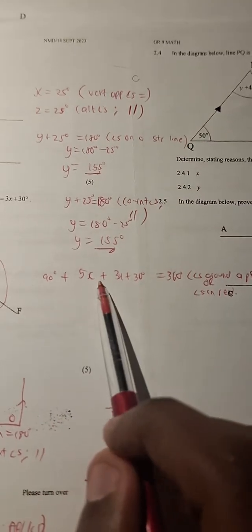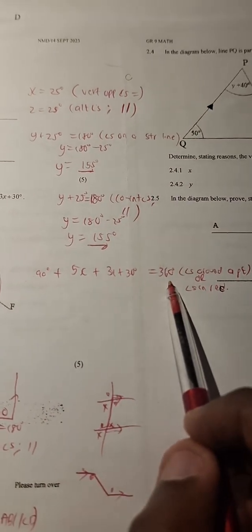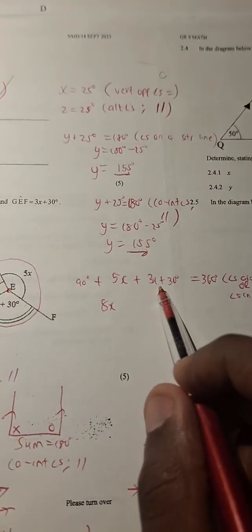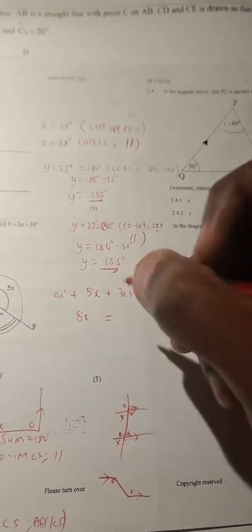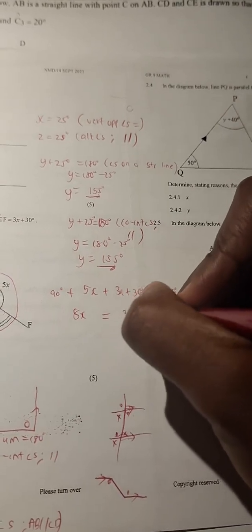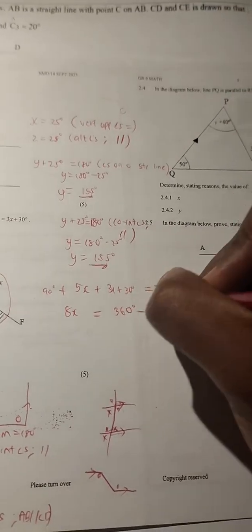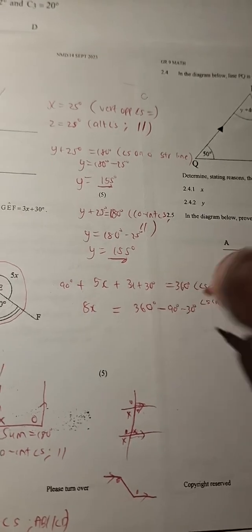So 90 plus 5x plus 3x plus 30 is equal to 360. Then we can solve. 5x plus 3x is 8x. We transpose everything else. 90 plus 30 is 120. So we're going to say 360 minus 90 minus 30.